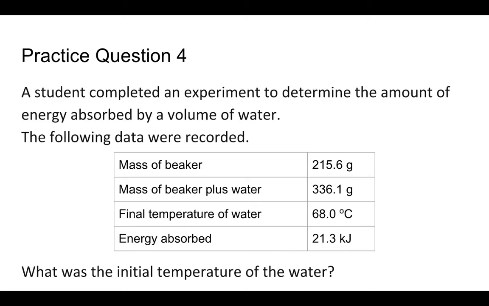grams. The last type of question which we're going to have a look at in this video is a student completing an experiment to determine the amount of energy absorbed by a volume of water. So it's not telling us about any particular alcohol or fuel that was combusted. It's just telling us this was absorbed by the volume of water. So note that down. The following data was recorded. And then what we're being asked to do is calculate the initial temperature of the water.